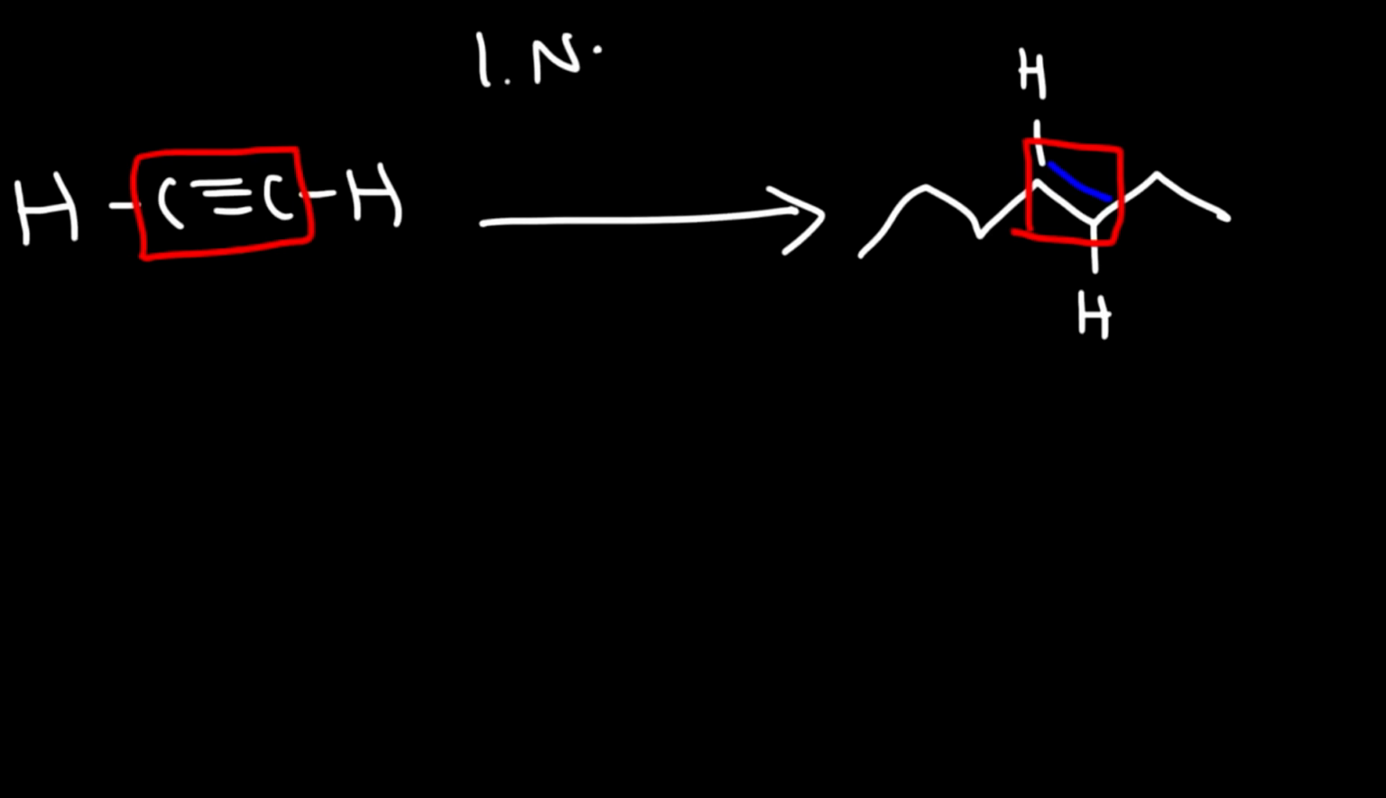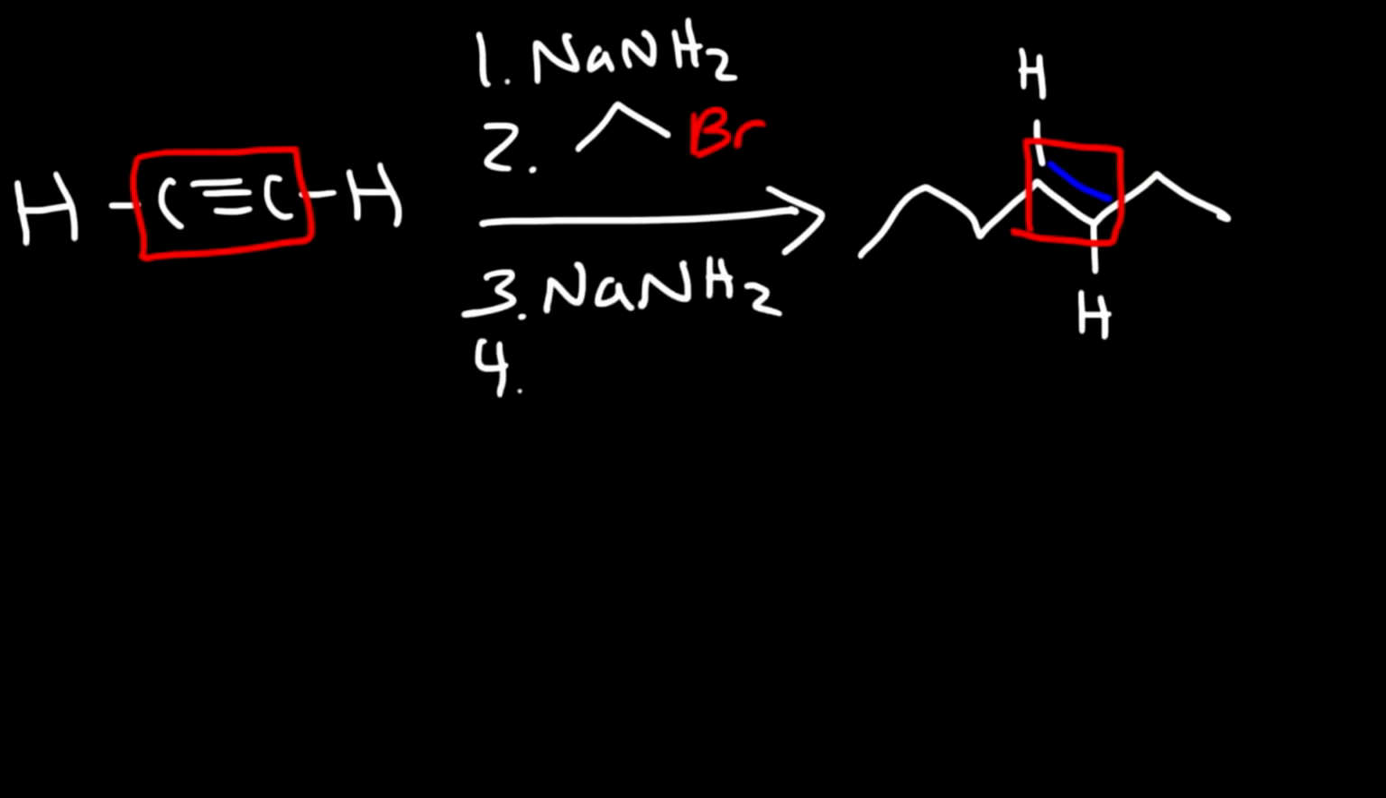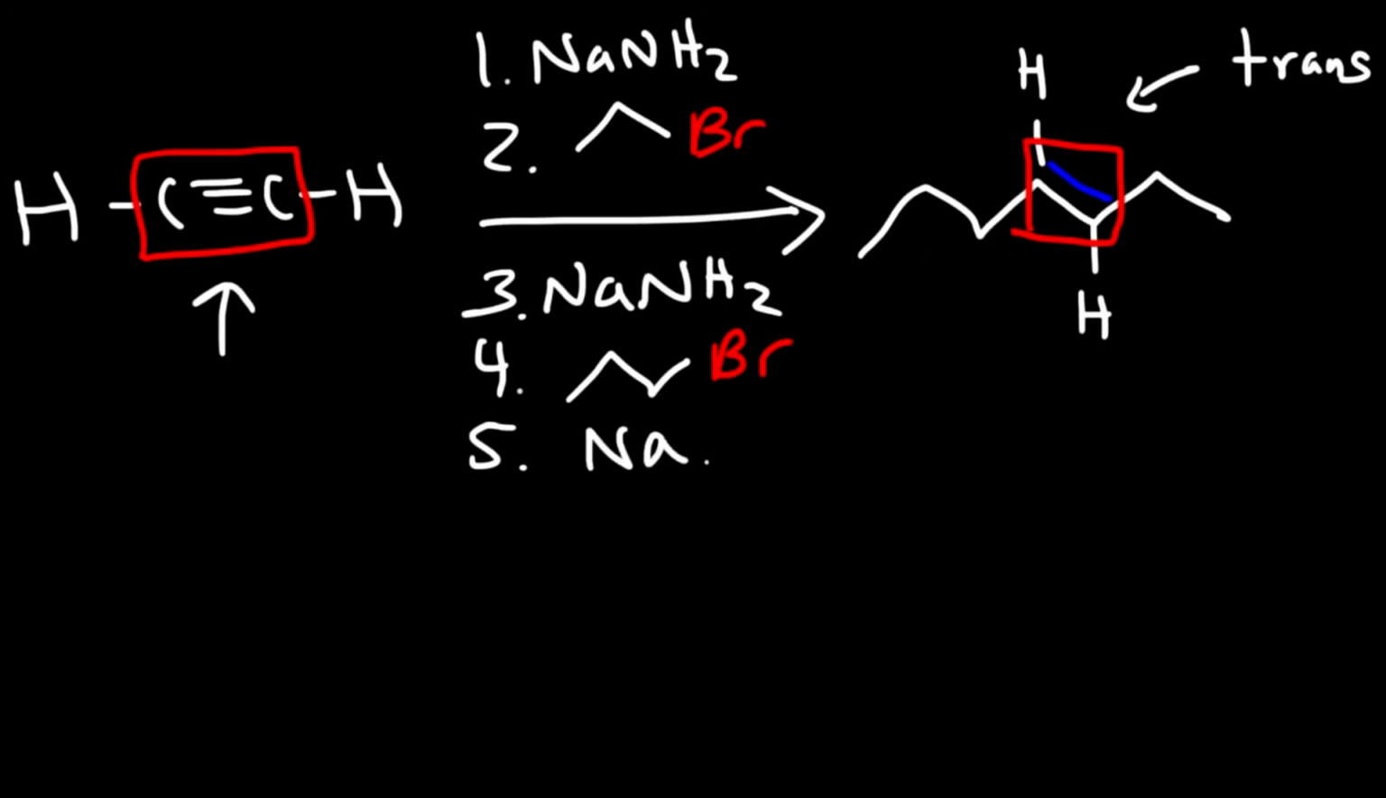So in step 1, we're going to use sodium amide, and then in step 2, we're going to use ethyl bromide to get the ethyl group. And then step 3, we're going to use sodium amide again to take off the second hydrogen. And in step 4, we need to add the propyl group, so we're going to use propyl bromide. And then in step 5, how can we convert the alkyne into a trans alkene? So we need to use the metal ammonia reduction reaction. So we're going to use solid sodium metal with liquid ammonia.